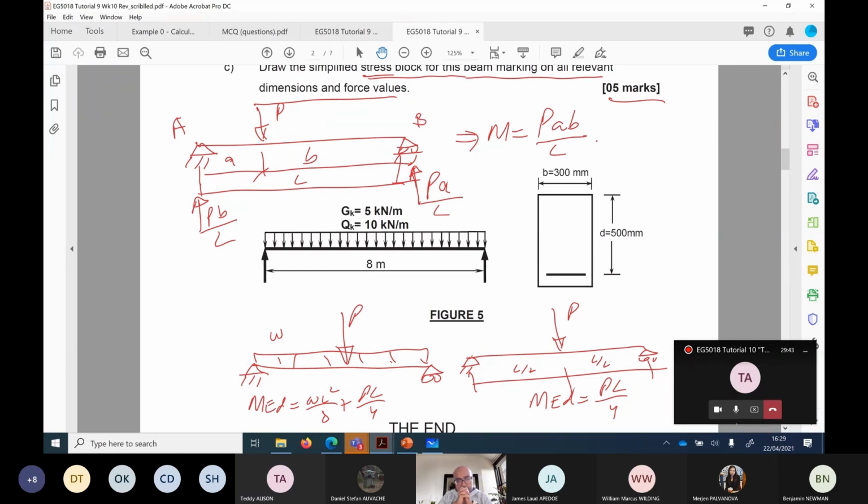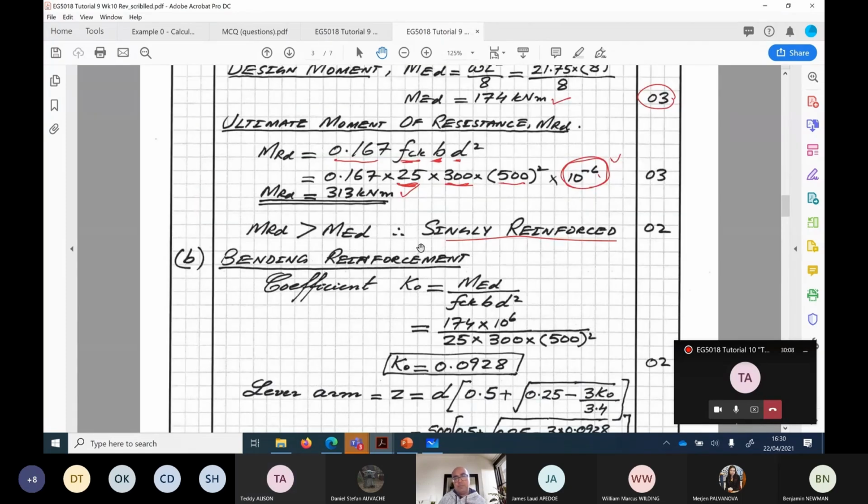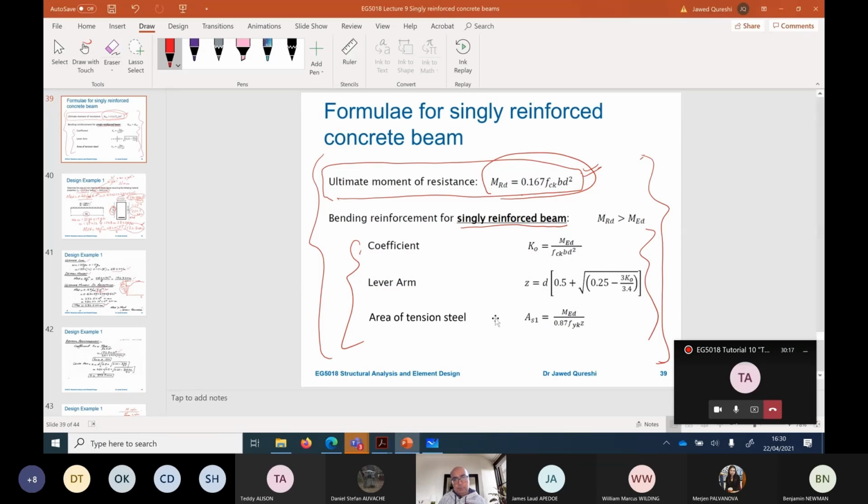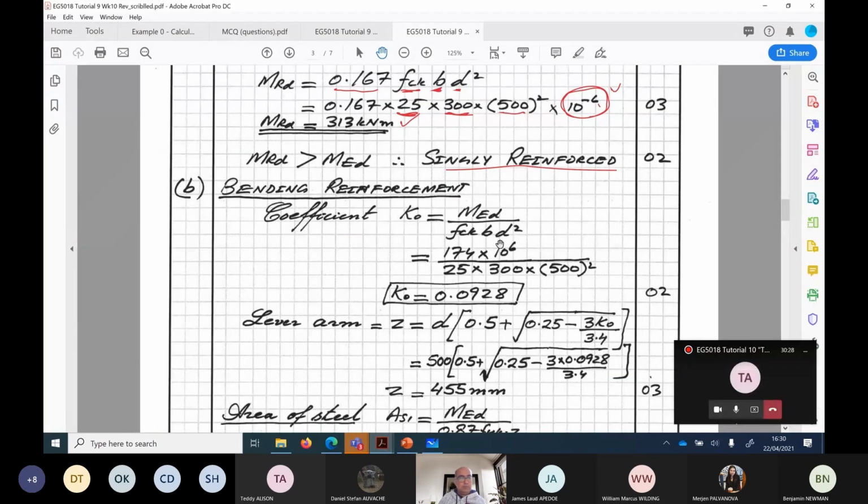Okay, thanks for this, Teddy. Thank you. Once you have established it has to be designed as a singly reinforced concrete beam, then the rest is a kind of recipe. So then you have to follow these steps. So K0 is equal to MED over FCK BD square. Remember that FCK is related to concrete, it's the concrete compressive strength, and FYK is related to steel.